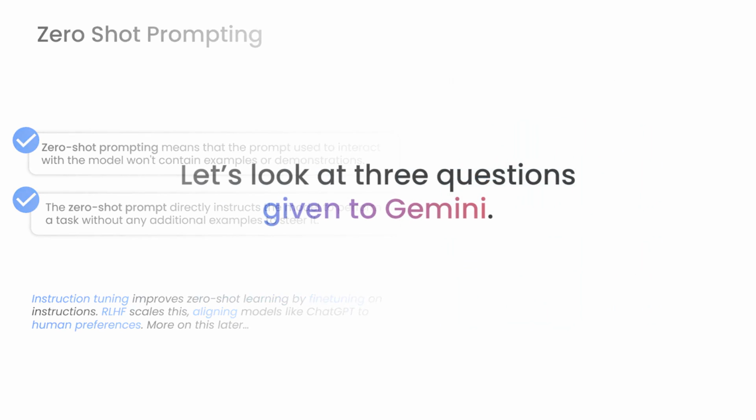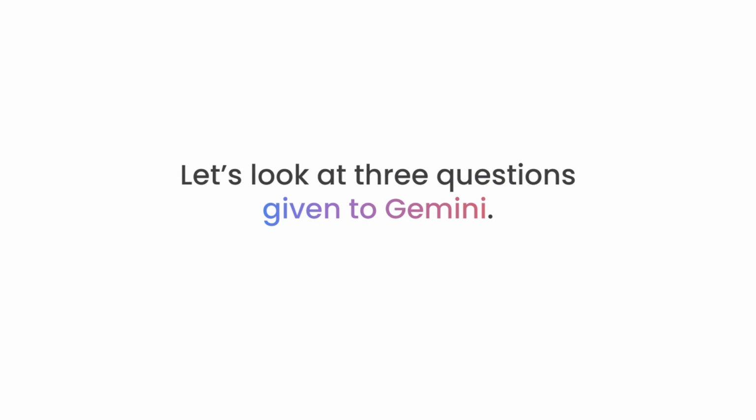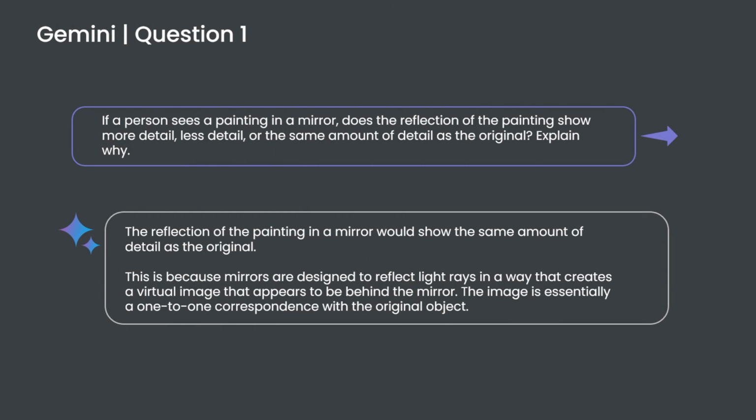Let's look at three questions given to Gemini, a large language model chatbot developed by Google AI. First question: if a person sees a painting in a mirror, does the reflection of the painting show more detail, less detail, or the same amount of detail as the original? And explain why. Gemini first answers the question and then provides an explanation to it.